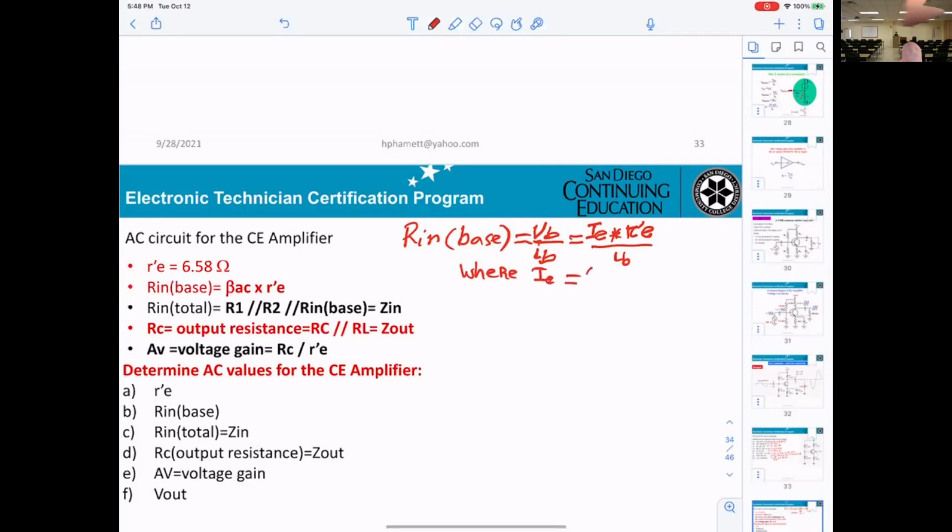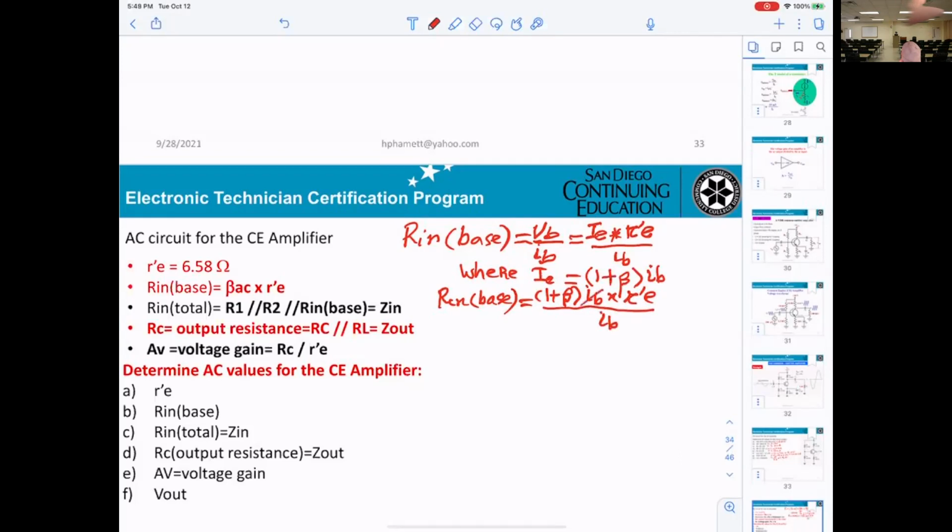IE equals 1 plus beta times IB. Okay, so IE now will be equal, instead of using IE, I'm using 1 plus beta times IB times R prime E, everything divided by IB.